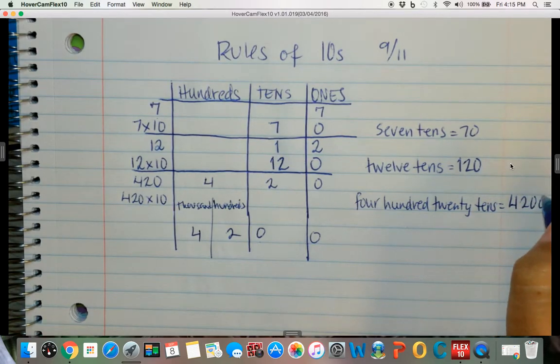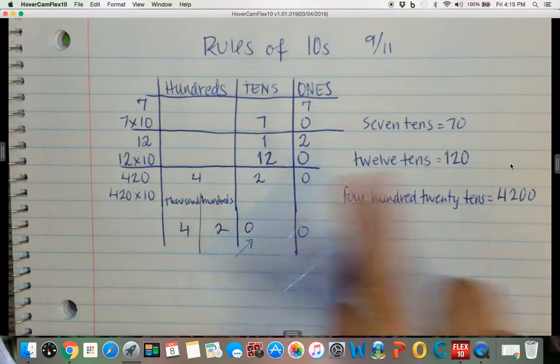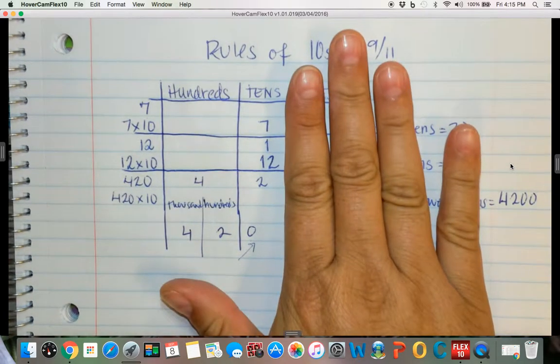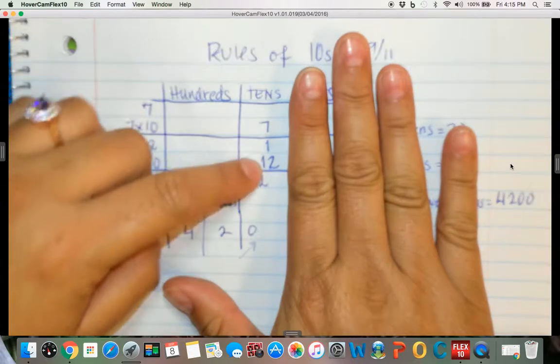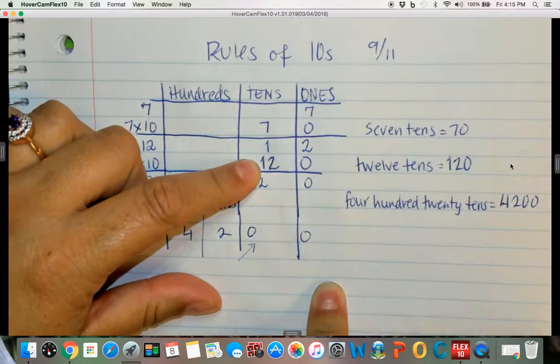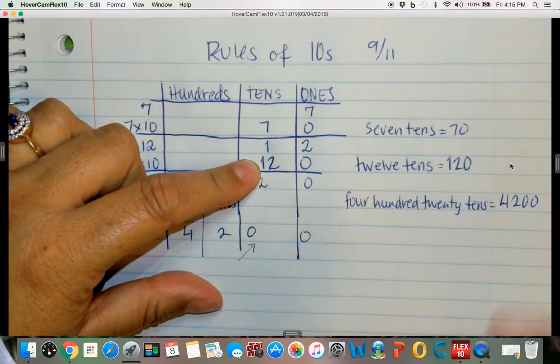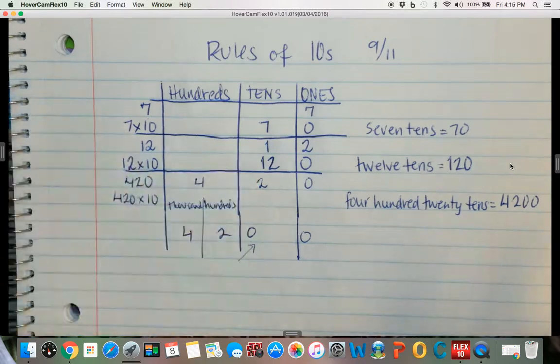420 tens. If you hear what you're saying, you know that tens ends in the tens place, just like here, 12 tens, it's in my chart. But I also have to account for that ones place. And that ones place is an extra 10.